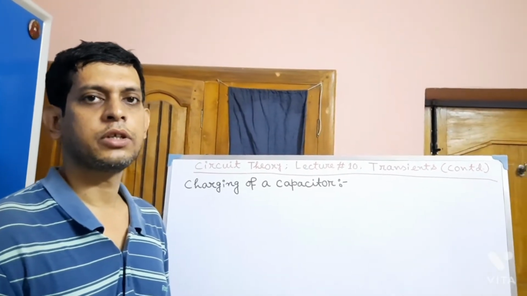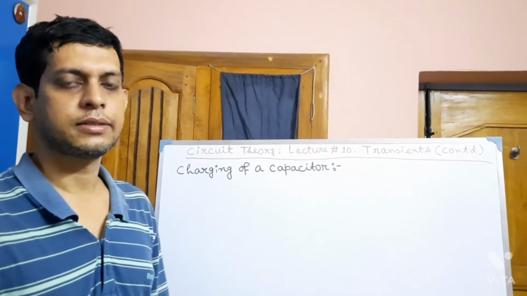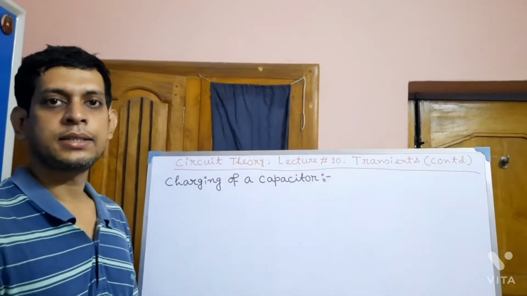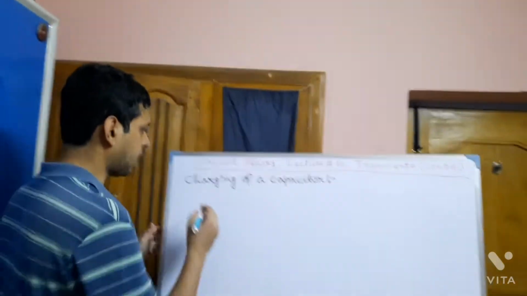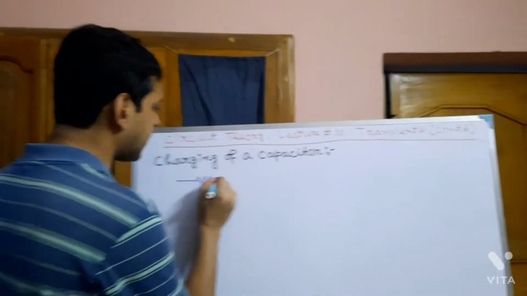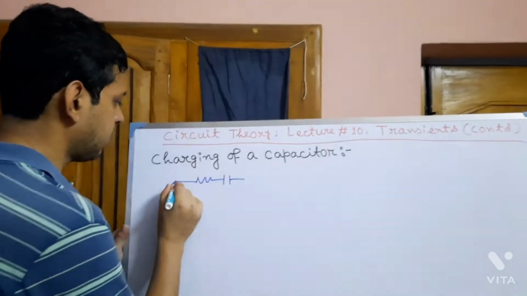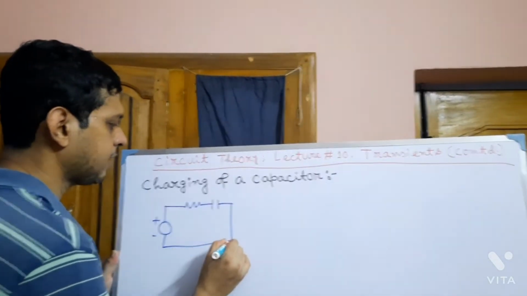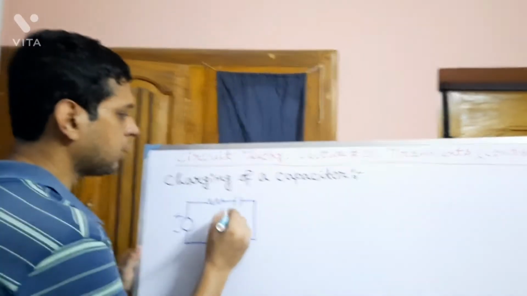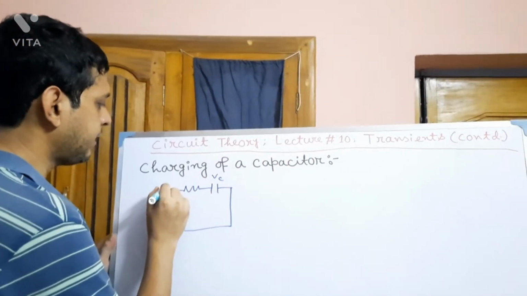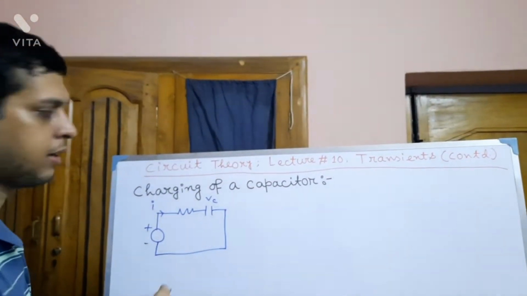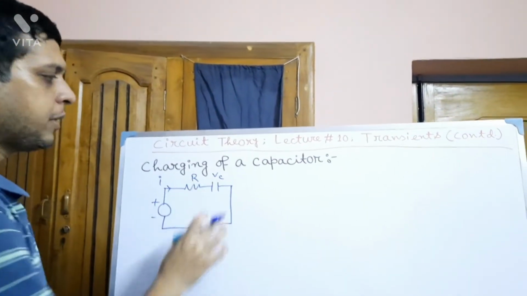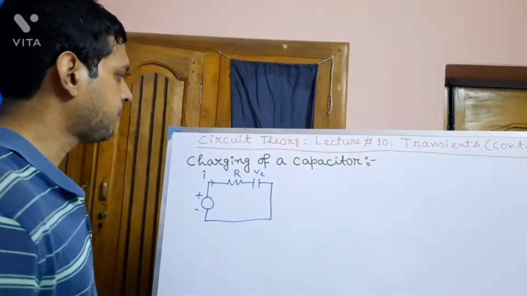Today, let us continue discussing circuit transients. Let us first start with the topic of charging a capacitor. Charging of a capacitor means we need a charging agency. A DC source will act here as a charging agency. Now we will look at how the current and voltage across various elements will vary.